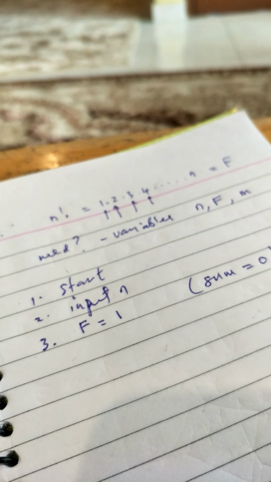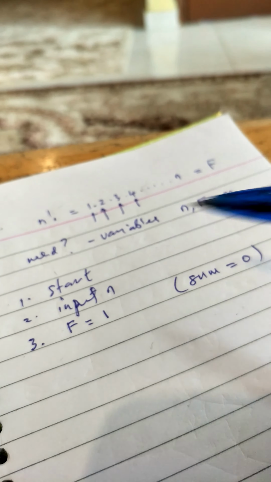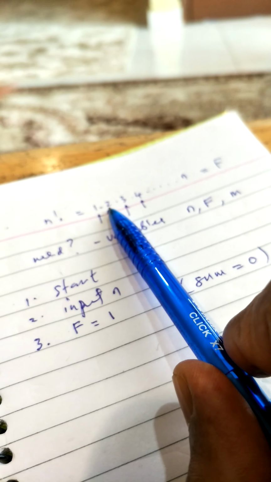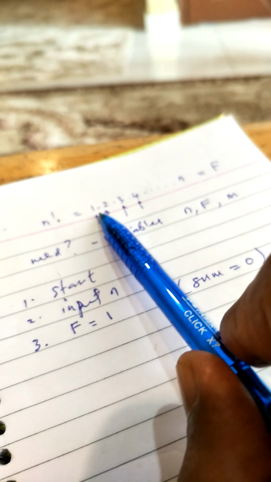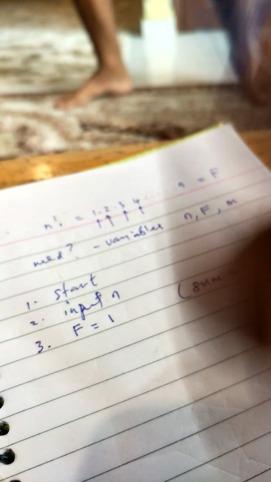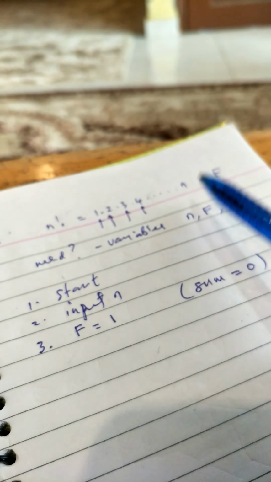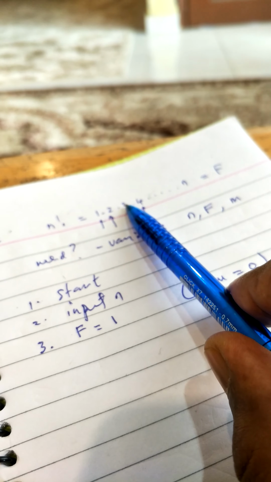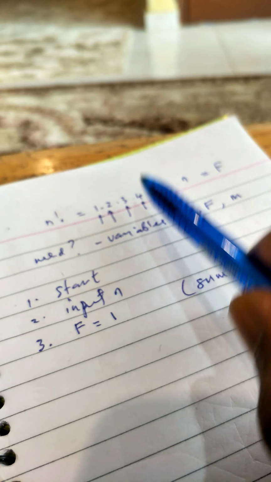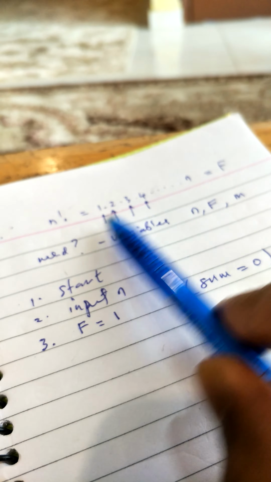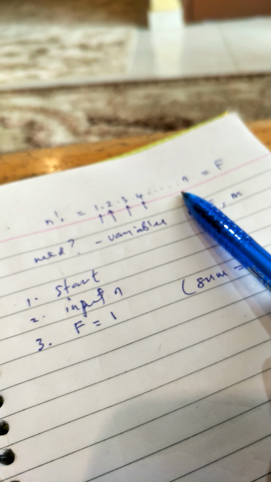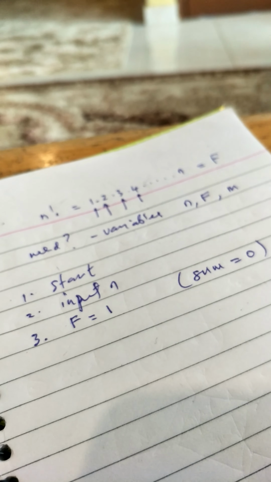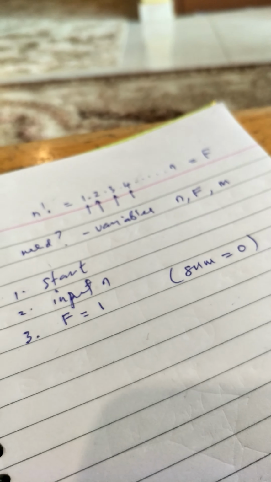Okay, so what else do we need? Then we need to multiply those things. 1 times 2, you get 2. Then you give the value to f, and then you multiply 2 times 3. Then whatever the result, you multiply by 4. Whatever the result, multiply by 5 and 6 and so on. So do it step by step, one at a single step.